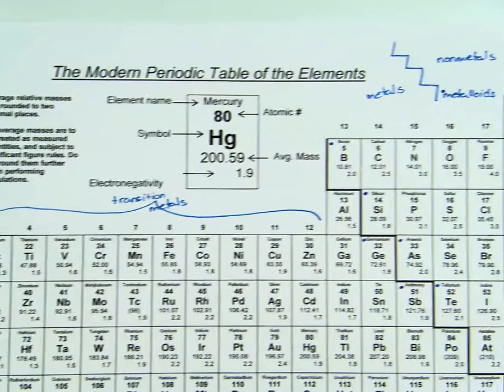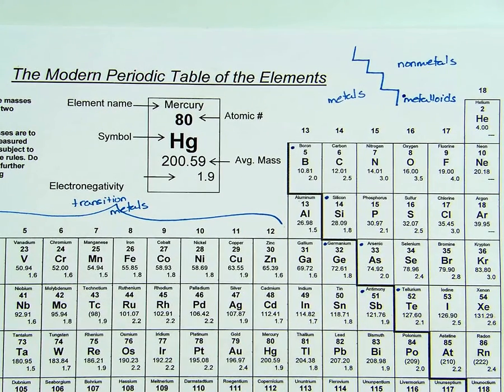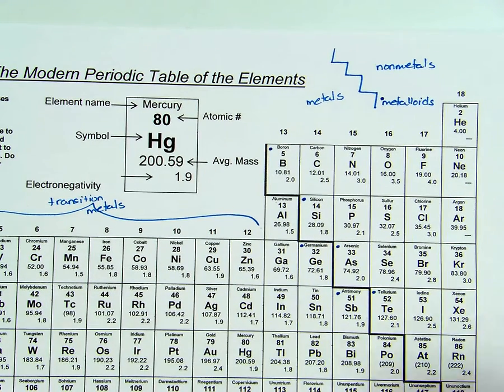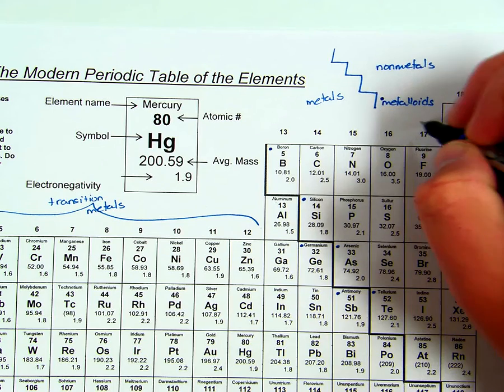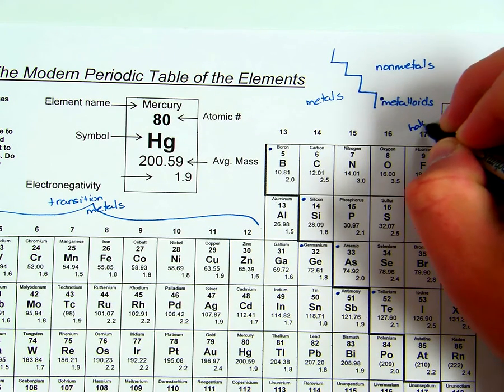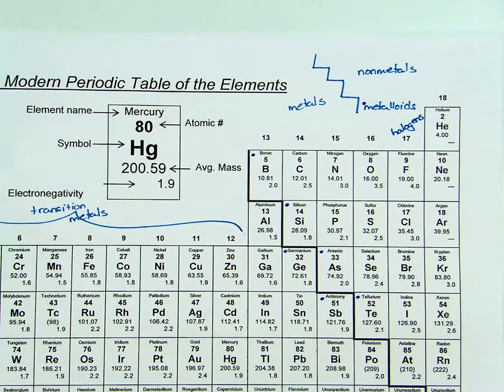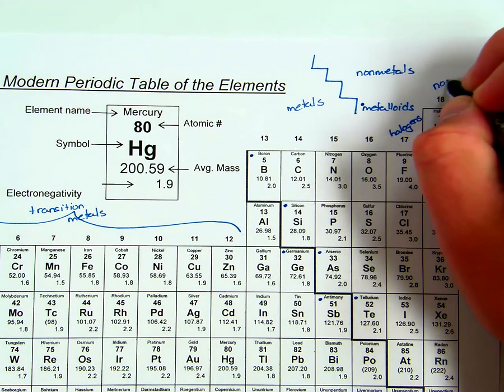Groups 13 through 16 do have names. They're not very common though, so I'm not going to worry too much about giving you those. Group 17, these elements are known as the halogens. And finally, group 18 are known as the noble gases.